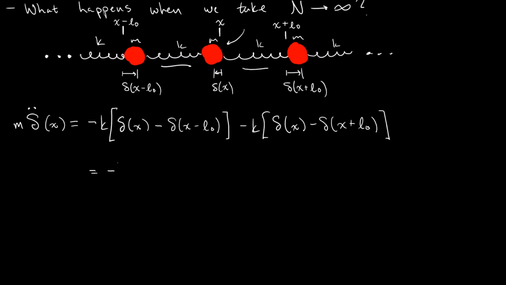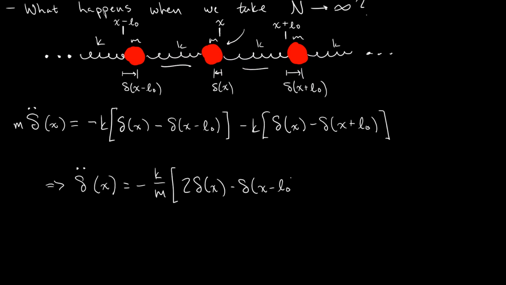which I'll just write a little bit more compactly. We'll just write this in terms of delta double dot at x. This is minus k over m times 2 delta x minus delta x minus L naught minus delta x plus L naught.